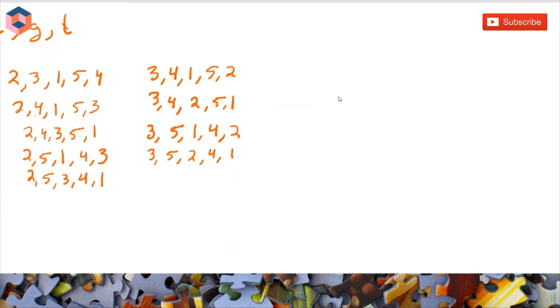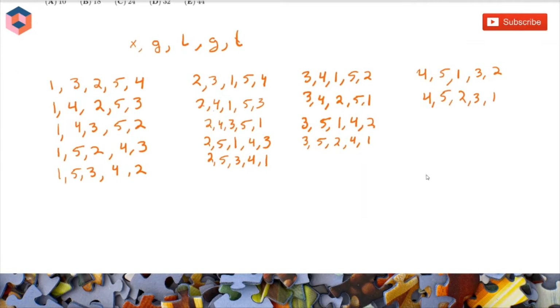Finally, we could have a 4 here, a 5 here, and a 1. In this case, 3, comma 2 works. We can also have 4, comma 5, comma 3. But then after that, we won't have any greater terms, so we would need 2, 3, and 1. And we can't have 5 as the first term since there's nothing that's greater than a 5. So adding up all of these cases, we get 5 plus 5 plus 4 plus 2.